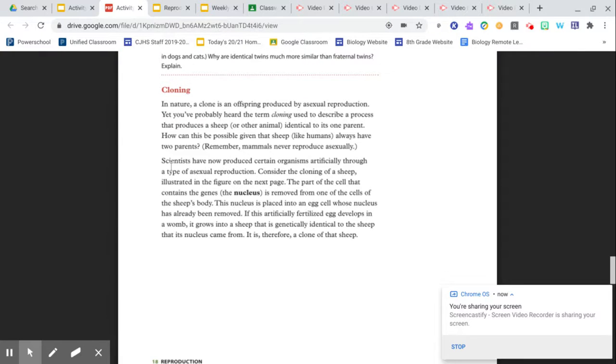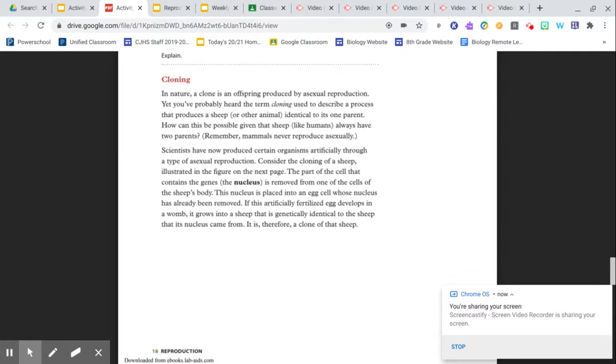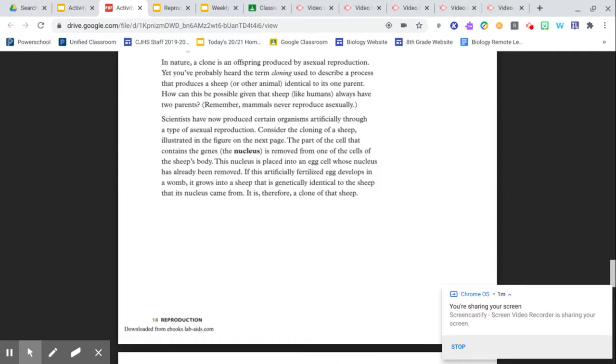Scientists have now produced certain organisms artificially through a type of asexual reproduction. Consider the cloning of a sheep illustrated in the figure on the next page. The part of the cell that contains the genes, called the nucleus, is removed from one of the cells of the sheep's body. This nucleus is placed into an egg cell, whose nucleus has already been removed.